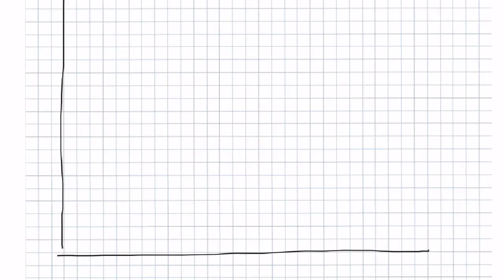So our x-axis is going to be the lateral or horizontal distance, and the y-axis is going to be our vertical distance.